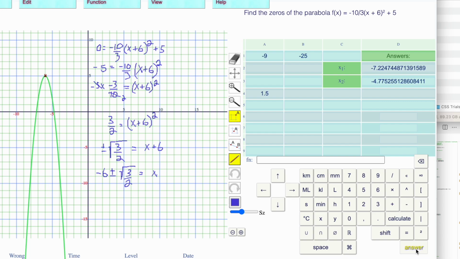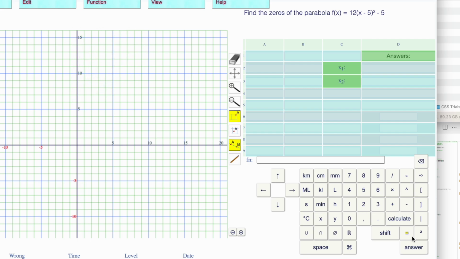Then we press answer to see if we are correct. And that's it for level 32.